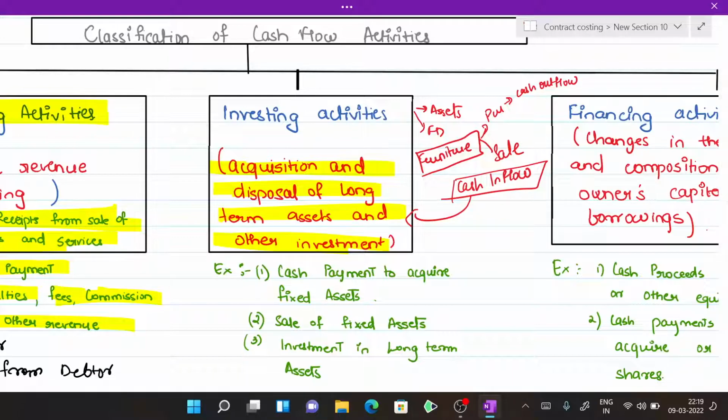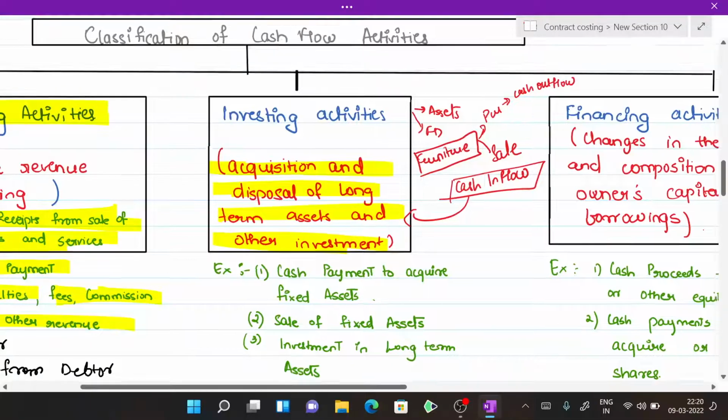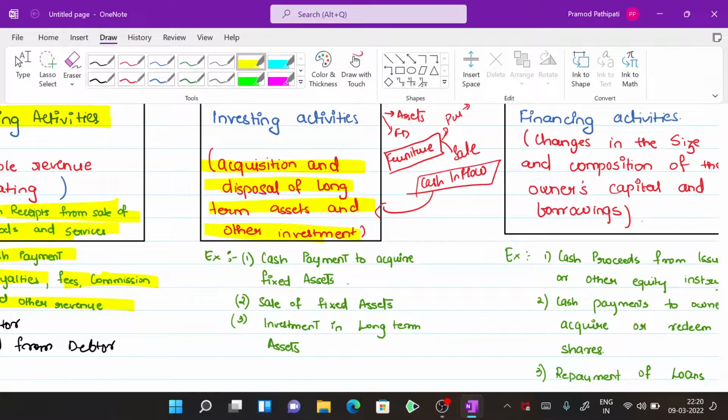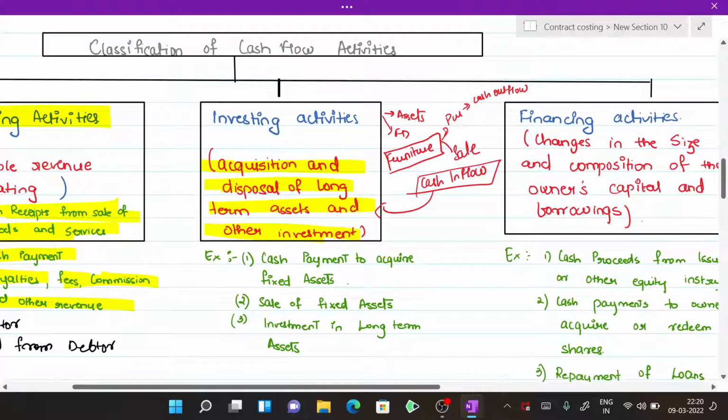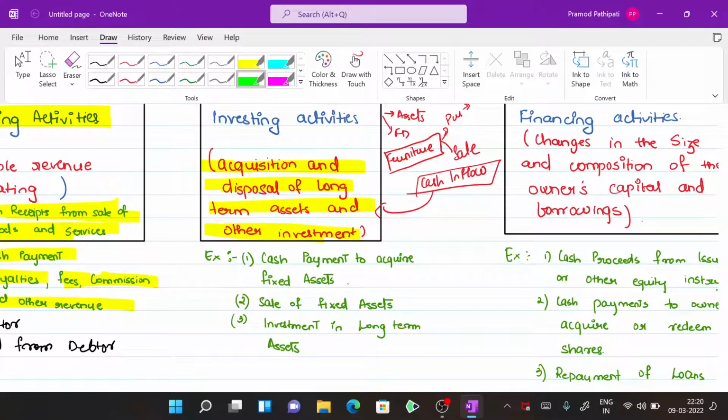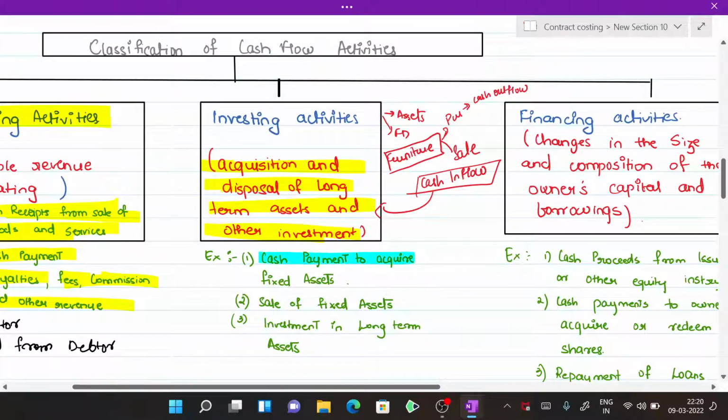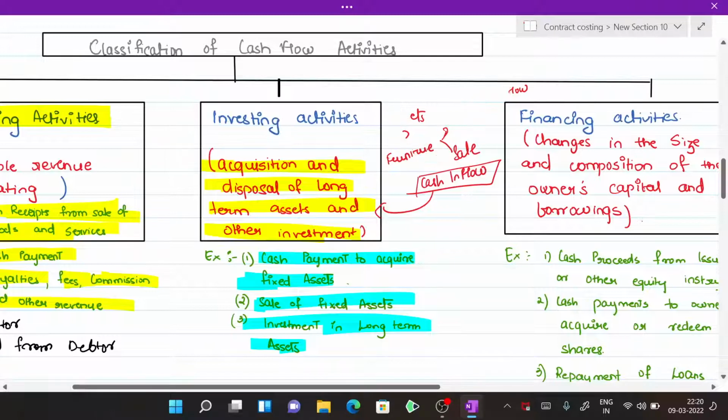That is outflow of cash. And whenever you sell, that is sale of that building, then that is the inflow of cash, right? So here are the couple of examples. Cash payments to acquire fixed assets, sale of fixed assets, investment in long-term assets, which will be included in the investment activities, right? Then comes the financing activity.